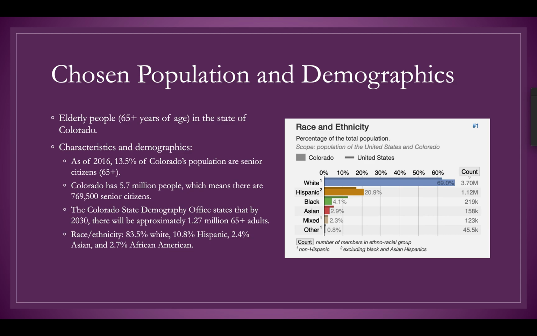The Colorado State Demography Office states that by 2030 there will be approximately 1.27 million 65 plus adults. As far as race and ethnicity goes, 83.5% are white, 10.8% are Hispanic, 2.4% are Asian, and 2.7% are African American. And I decided to add a little chart on the right-hand side, just talking about that as well.